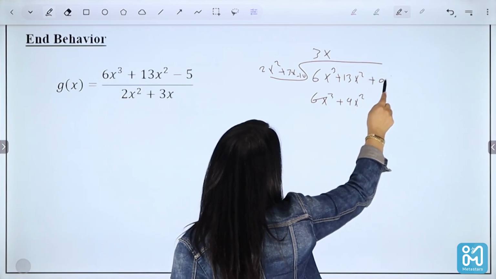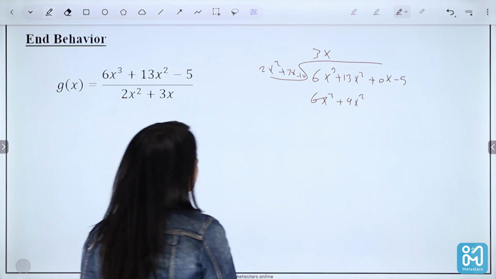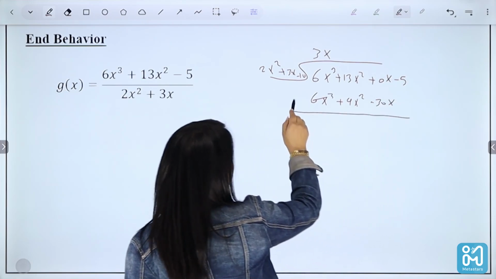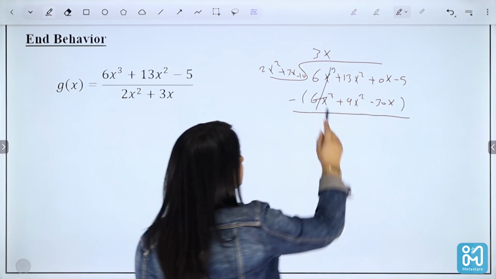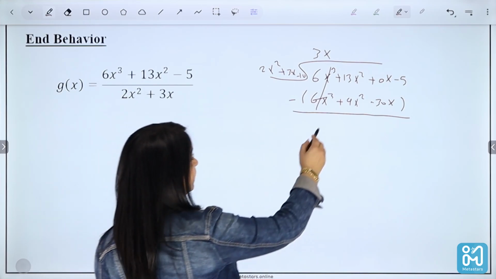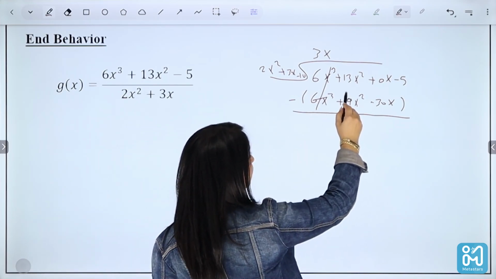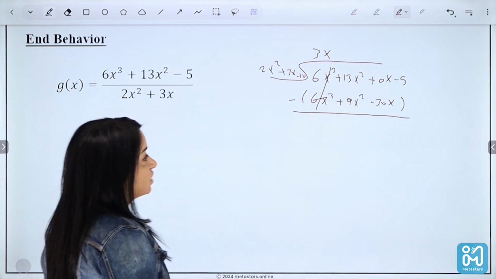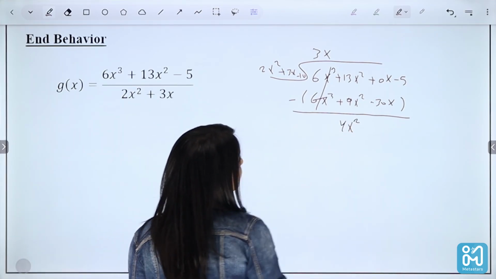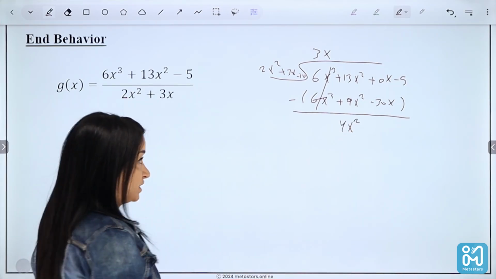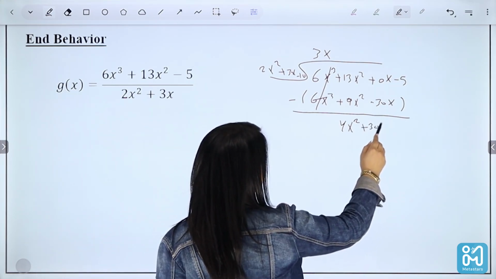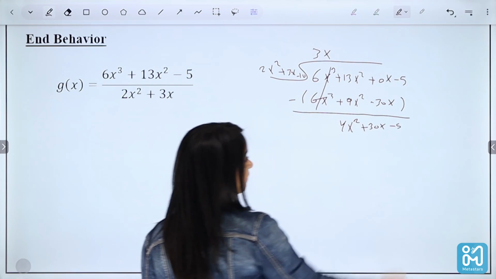Plus 0x minus 5. Okay, 3x times negative 10, so it's negative 30x. Now let's subtract. So 13x squared minus 4x squared, sorry, minus 9. 3 times 3 is 9. So 13x squared minus 9x squared is going to be 4x squared. Then 0x minus 30, it will be plus 30x. Now the 5 get down.